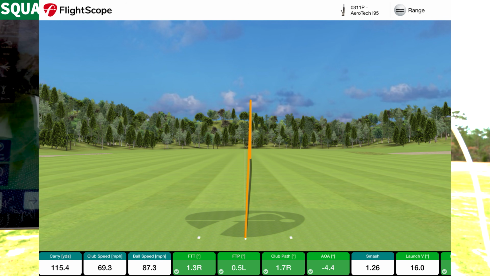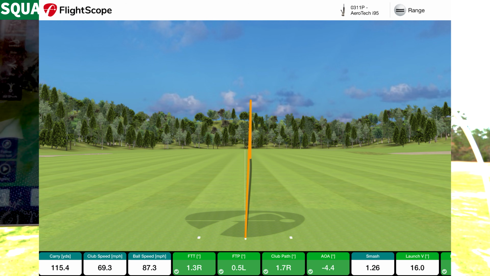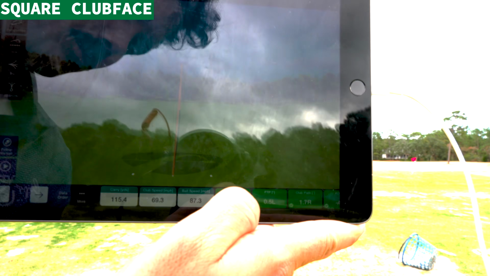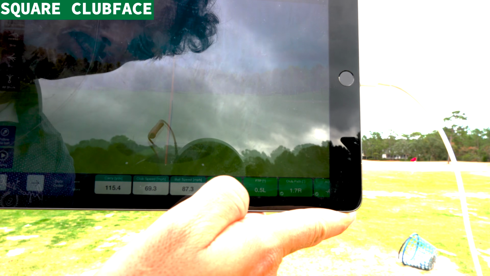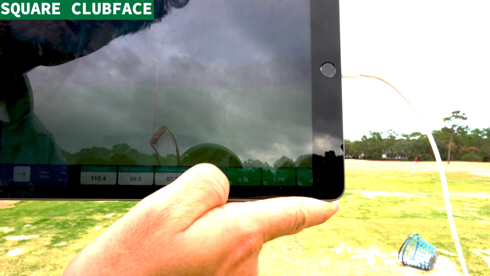My goal is to start the ball to the right and then curve it back to the target. We'll get to that later, but just so you know, this is a good number. This is a good number, having it slightly open to start it to the right. That's a square club face.